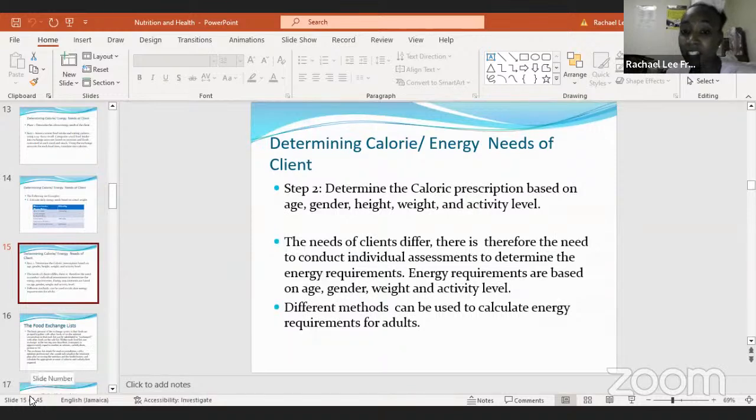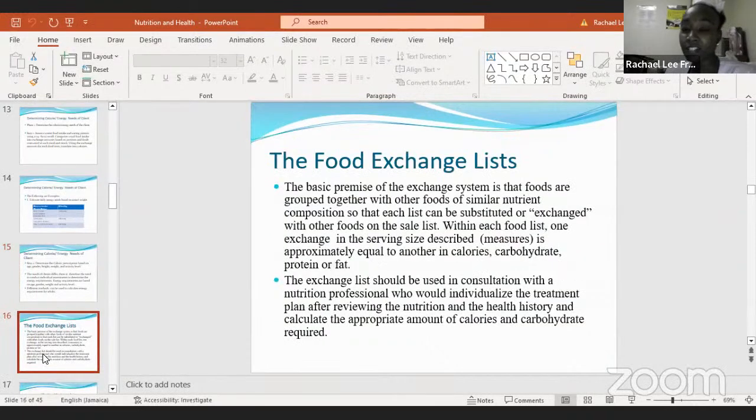All right, so it says the needs of clients differ. There is therefore the need to conduct an individual assessment to determine the energy requirements. And remember, I just explained that it's not one size fits all. So the age, the weight, the gender, the height, the dietitian would have to assess the person based on those to determine what energy needs the person requires. Energy requirements are based on age, gender, weight, and activity level. Different methods can be used to calculate energy requirements for adults, and that is where the dietitian or the nutritionist comes in, more than likely the dietitian.